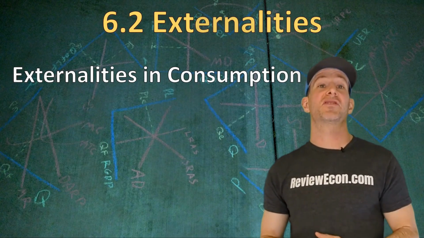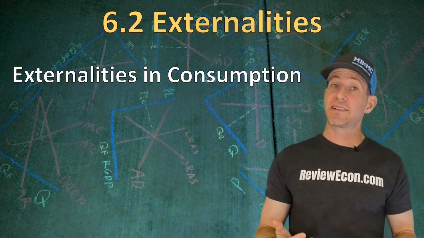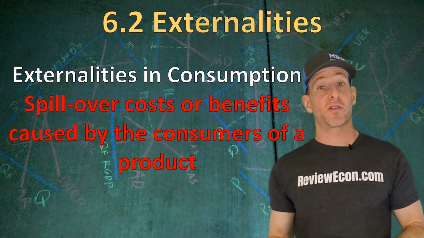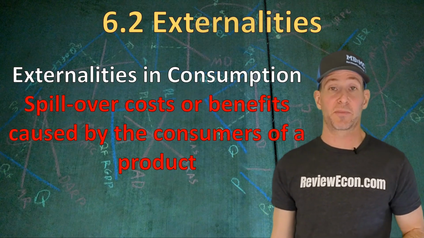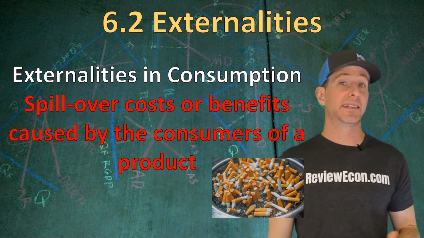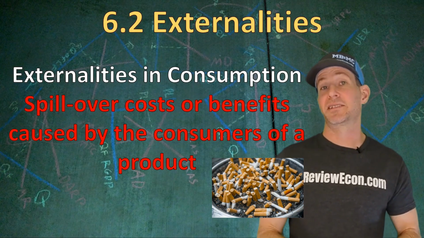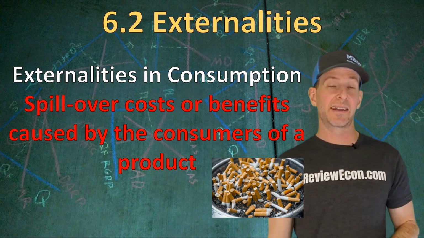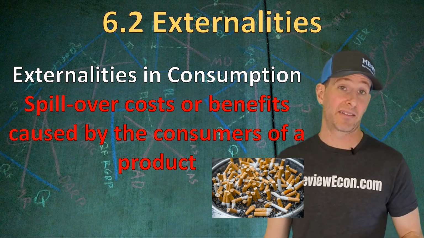A positive externality in production could be safety training programs that lead to greater safety for the rest of society. We can also have externalities in consumption as well, and that's when the spillover costs or benefits are created by the consumption of a particular product. The consumption of cigarettes leads to secondhand smoke and unsightly cigarette butts that are littered across our society, and those are a negative externality in consumption.